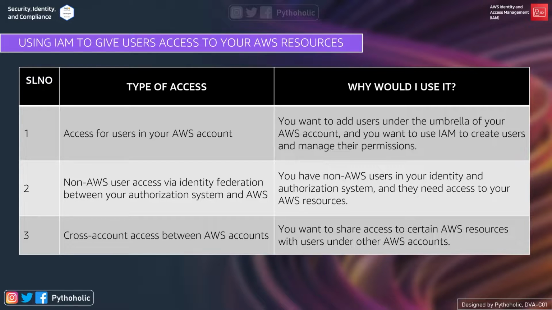So I hope these 3 points are clear. The first one is access for users in your AWS account. Second one is non-AWS user access provisioning via identity federation between your authorization system and AWS. And the third one is cross-account access between AWS accounts. And remember, these are using IAM to give user access to your AWS resources. So these 3 can be the use cases for you when you want to provide access for users to your AWS resources.